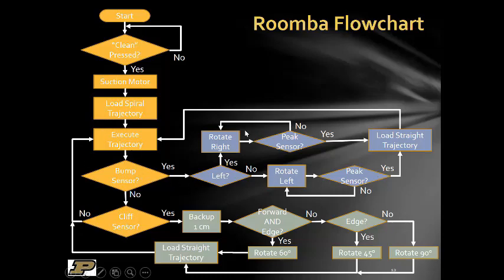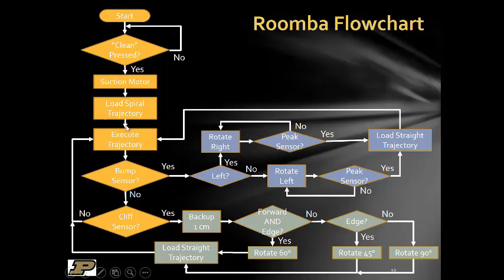Now, these other sections are colored slightly different. We've got the blue section, which deals with the bump sensors, and the green section deals with the cliff sensors. If, as we're executing the trajectory, we do get a bump, all we do is check: is it the left? If it is the left bumper, remember we rotate opposite to where we hit. So if it's the left bumper, we rotate right, and we look for the peak signal as we're rotating. If it's not the peak, we keep rotating. Eventually, if we do hit the peak, then we load up the straight trajectory and head back to execute the straight trajectory.